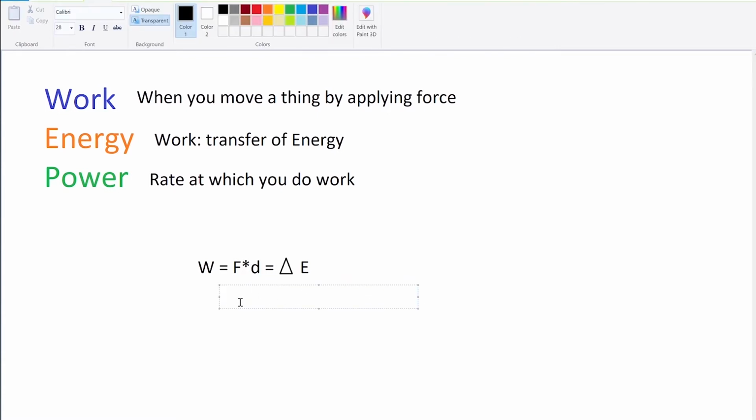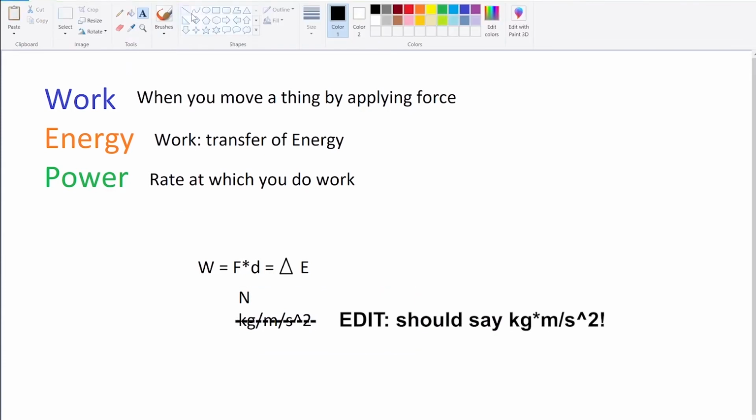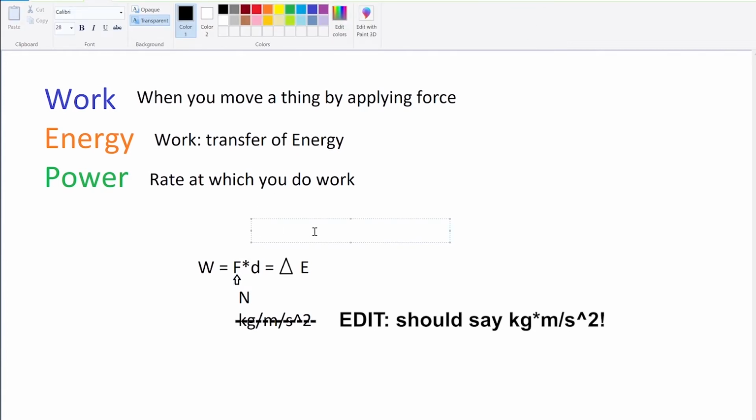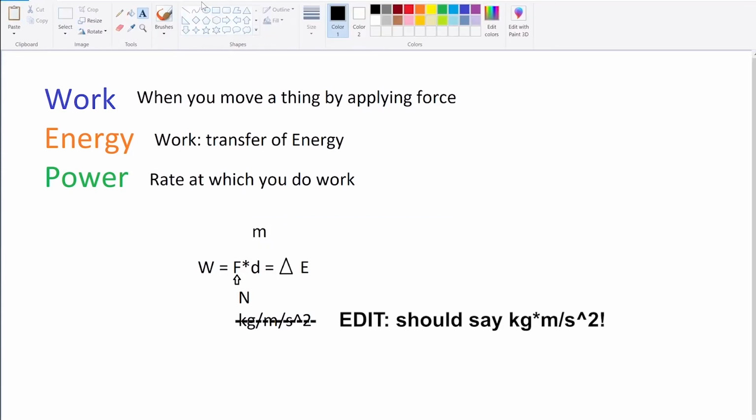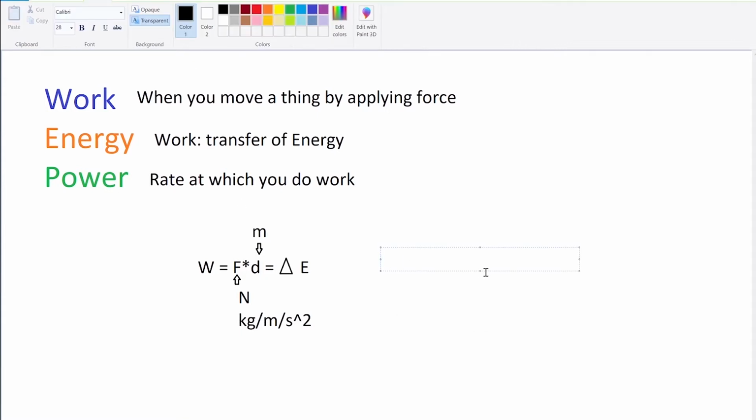So since force equals mass times acceleration, like last week, you can remember that the units of force are newtons, right? Which is the same as kilograms times meters per second squared. Right, and then so that's force. But then when you're looking at displacement, or the distance that you cause the object to travel, we'll just use meters for that. So then looking at this, we can kind of figure out what the units of work would be.